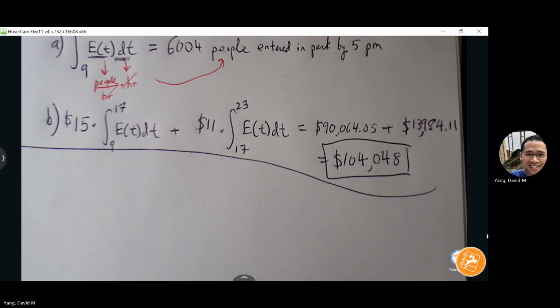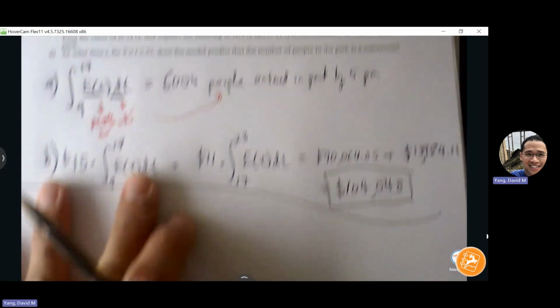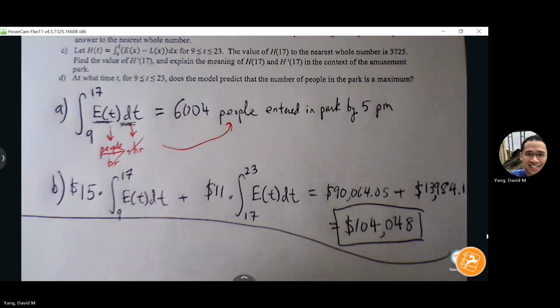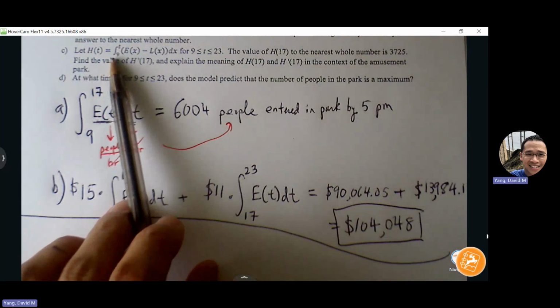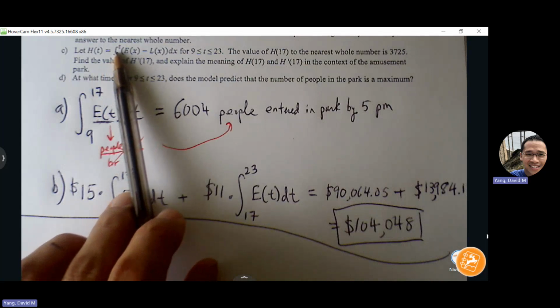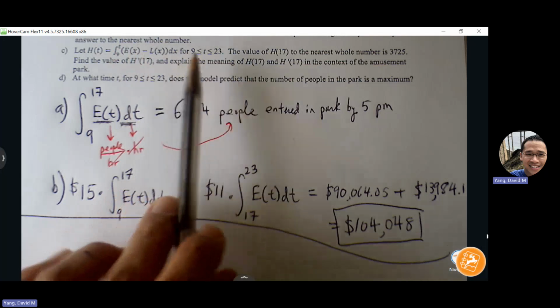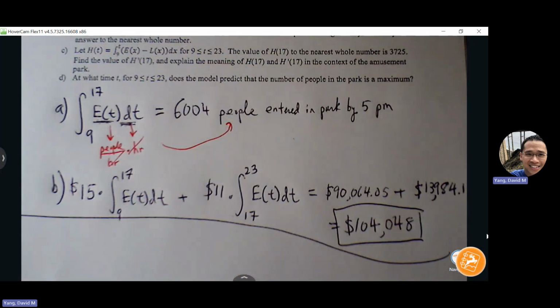Okay. Part C says, let h of t be the integral from 9 to t, this is some unknown t value right now, of v of x minus L of x between 9 and 23. The value of h of 17 to the nearest whole number is 37.25. Find the value of h prime of 17 and explain the meaning of h of 17 and h prime of 17 in the context of the amusement park.